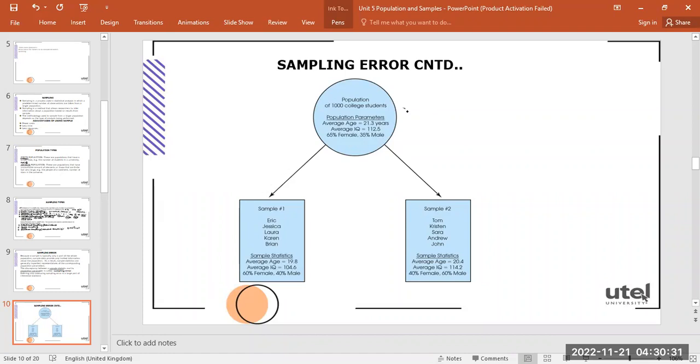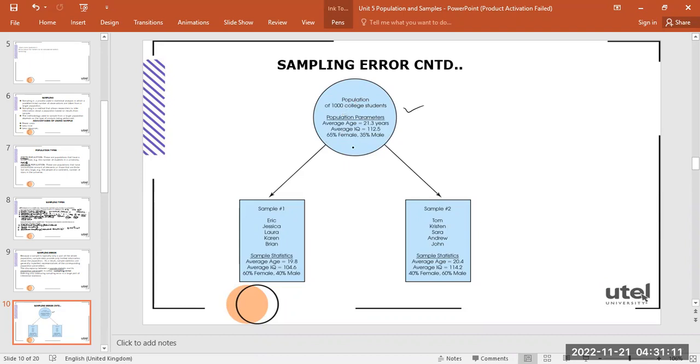You can see in the first circle here, we have a population of 1,000 college students. Statistical analysis was applied on these 1,000 students in order to get some important statistical measures. The average age of these 1,000 college students is 21.3 years. The average IQ of the 1,000 students is 112.5. And 65% of the students are female and 35% are male. In other words, 650 are female and 350 are male.